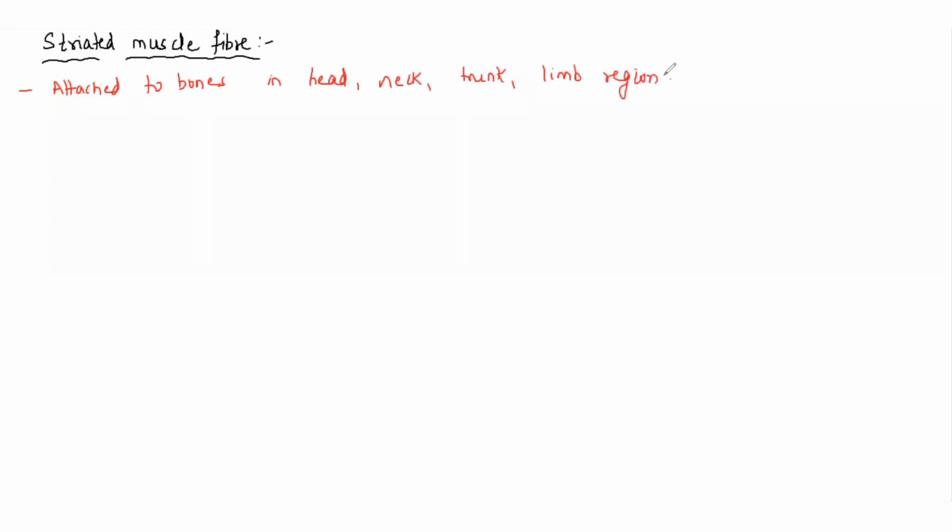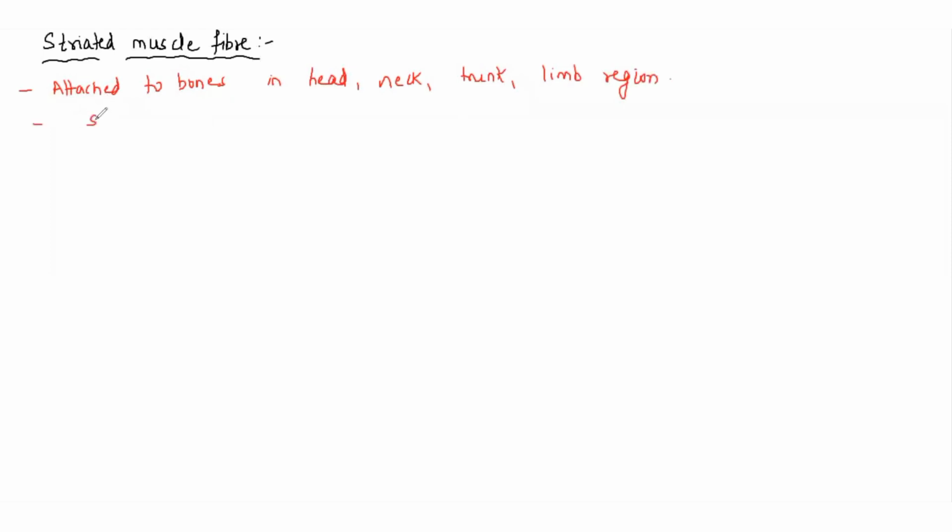When I talk about striated muscle fiber, or striated muscular tissue, it's all up to you. We are going to talk about striated. Striated means those muscular tissues which are attached to bones. They are attached to bones in our head, neck, trunk, even the limb region. When I say limb region, it is basically your hands and legs.